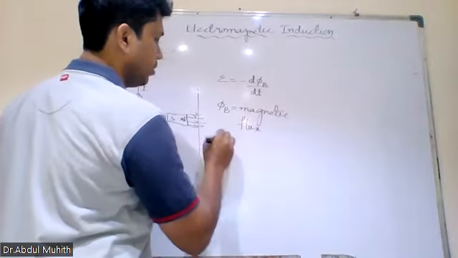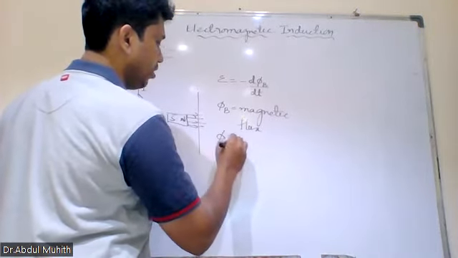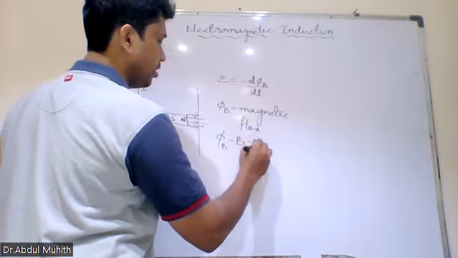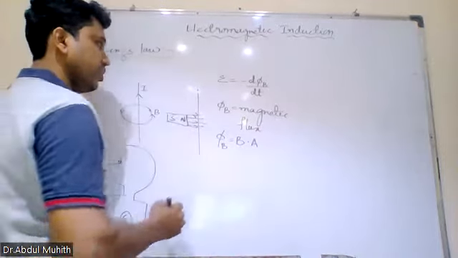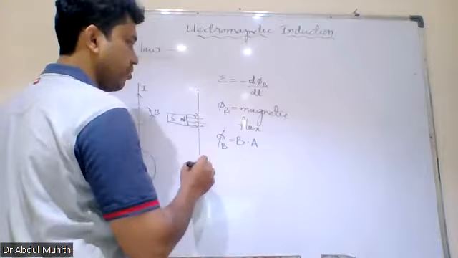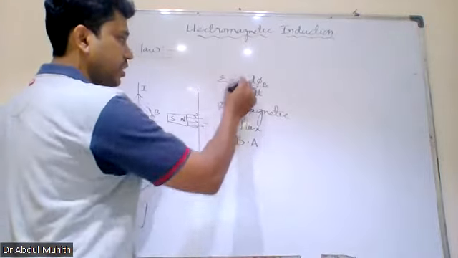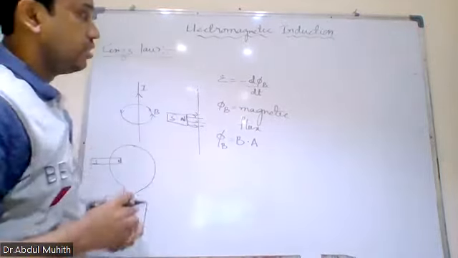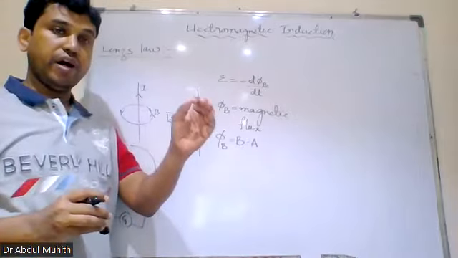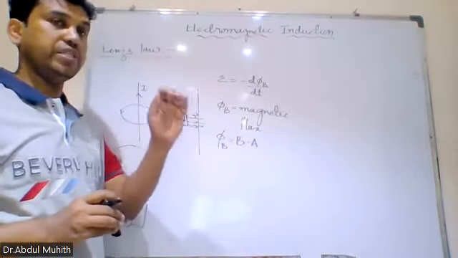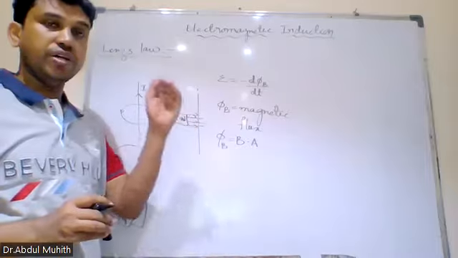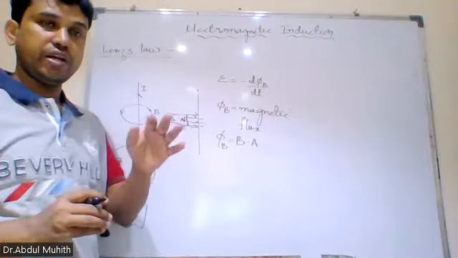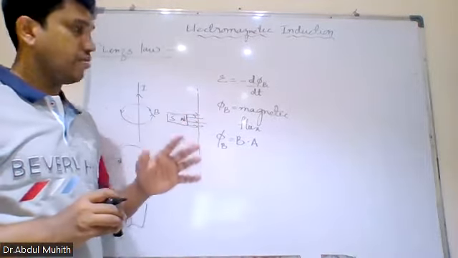Phi b value is how much? Phi b is equal to B dot A, or B A cos theta. So E is equal to minus d phi b by dt. Why is there a negative sign? Because the induced current in the wire is exactly opposite to the direction of the given magnetic field.